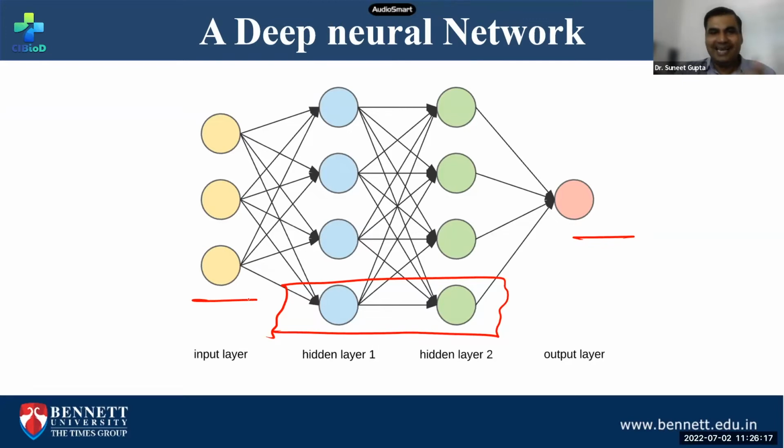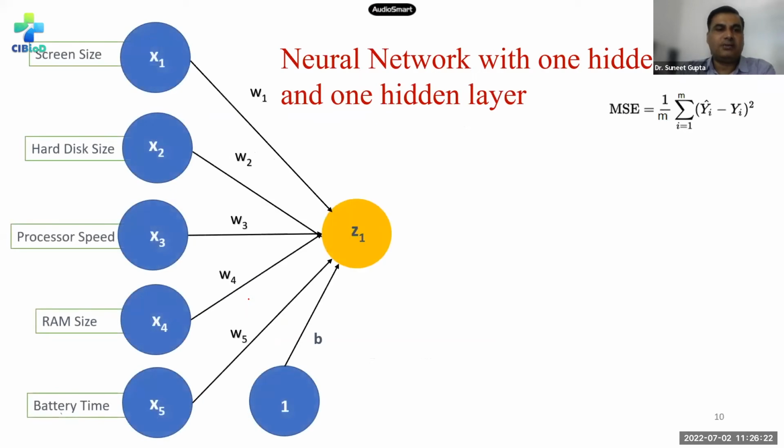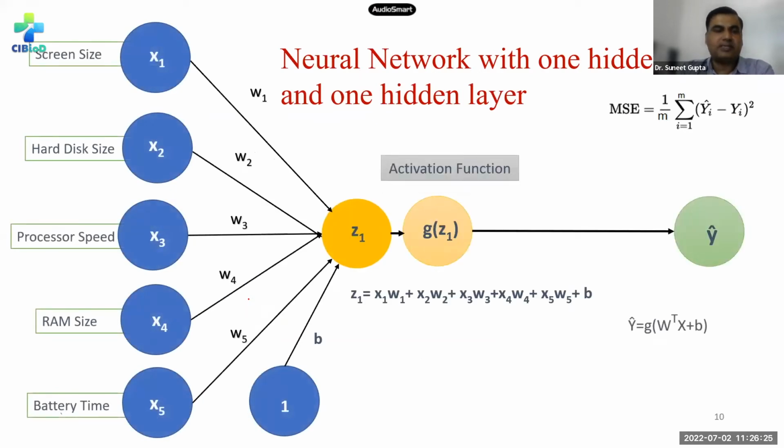To understand this deep neural network with the help of one example, here you can see I have made one slide where anybody can easily understand how the neural network is working. This example is related to finding the cost of a computer. Computer cost is always dependent on 4, 5, or 6 things: screen size, hard disk size, processor speed, RAM size, and battery time. So these are the features.